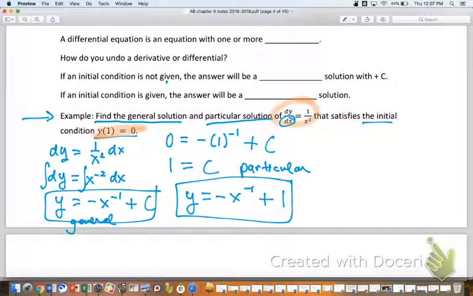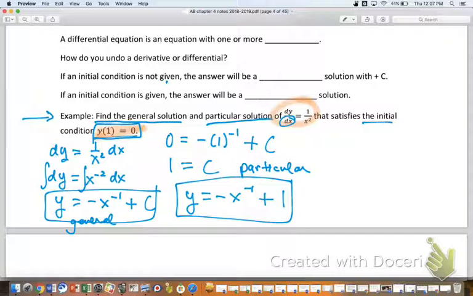Did you want us to label that? No. Sorry. Go ahead. How do you get c equals 1 from what they give you, the y? So this notation means one specific thing. It means when x is 1, y is 0. And so what I did is I replaced the y with the 0 and the x with the 1. Okay, I see.